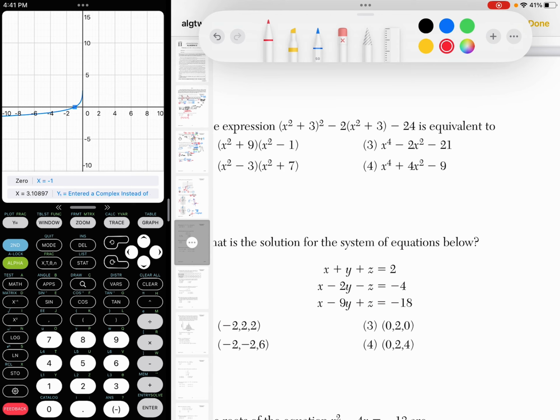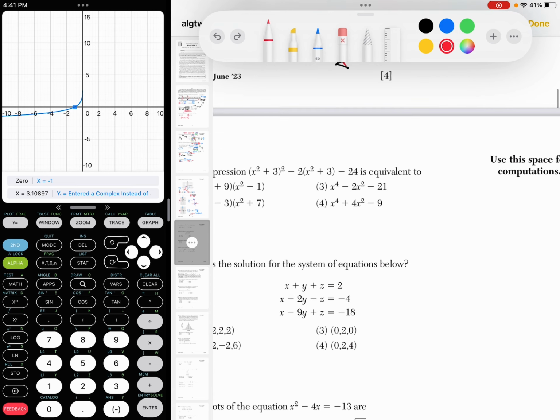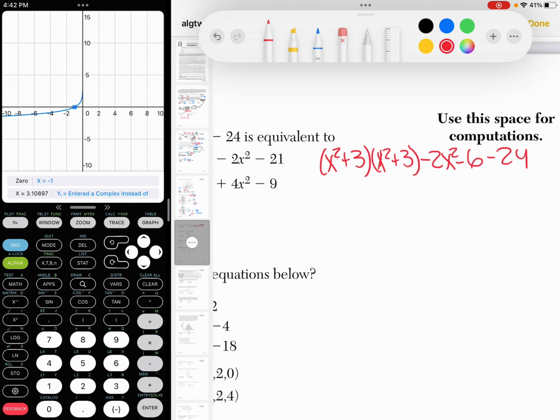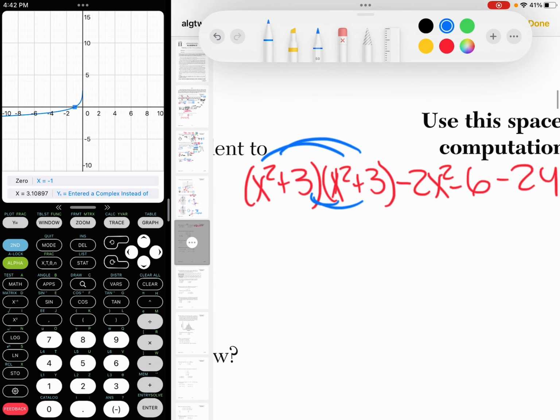Yikes. Here we go. So this is being squared. The first thing I'm going to have to do is write it twice. I'm actually going to go over here because this is a lot to write. So it's x squared plus 3 times x squared plus 3. I'm going to distribute this one through, so it'll be negative 2x squared minus 6, and then I bring down the negative 24.